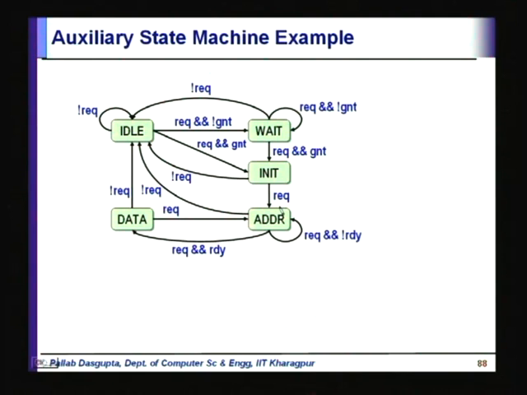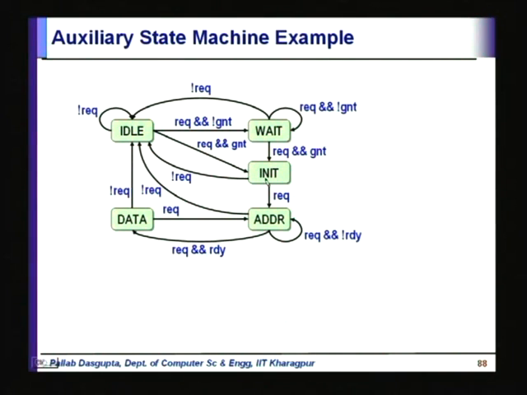So this is the auxiliary state machine for our protocol. We have these 5 states. Initially it is in idle, then it makes a request. If it does not have the grant, it goes into the wait state and waits until it has the grant. Or if from the idle state it directly gets the grant, then it is going to go here straight away.